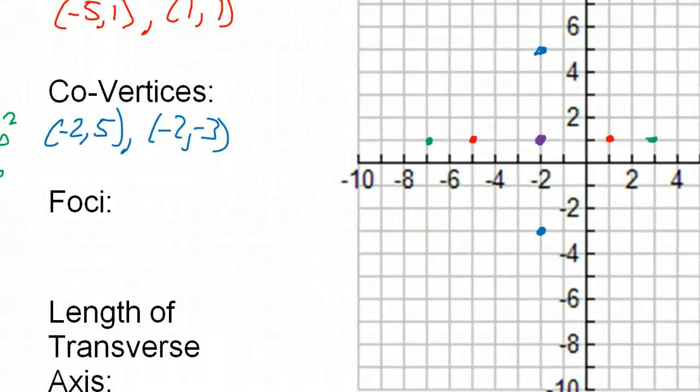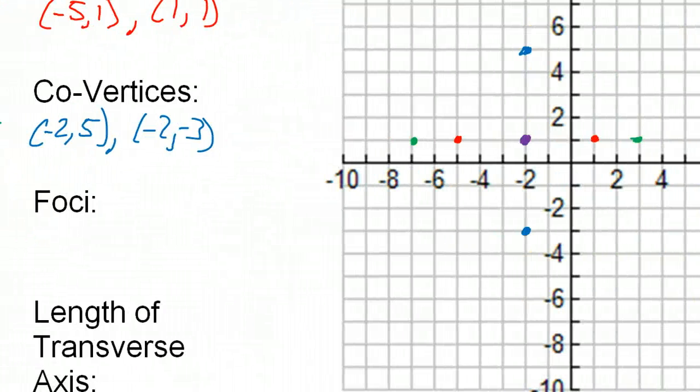So I can easily put those down. It was much more difficult the other time with the radicals and stuff, but this time we got lucky. So it's (-7, 1) and (3, 1).